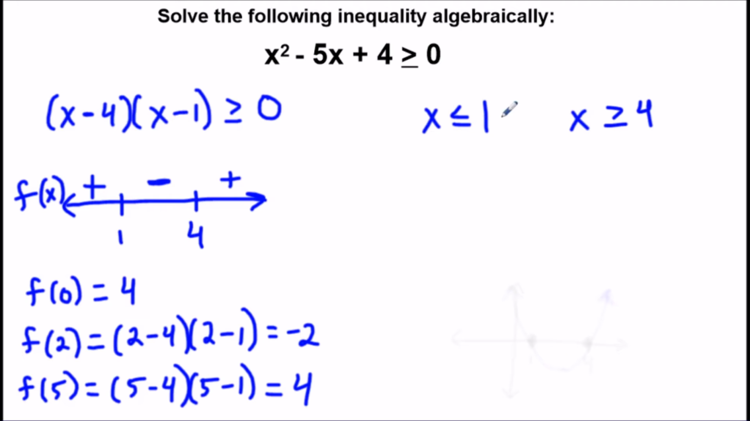Now, the last thing I need to do to make this look better is to put a union symbol between these two inequalities, because my answer has two parts to it, this first interval and the second interval. So this is my solution.